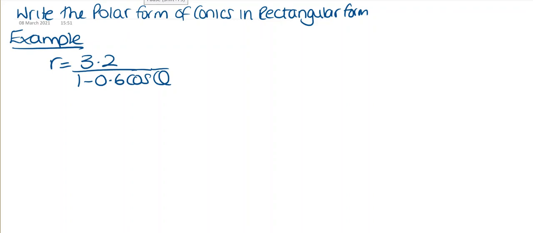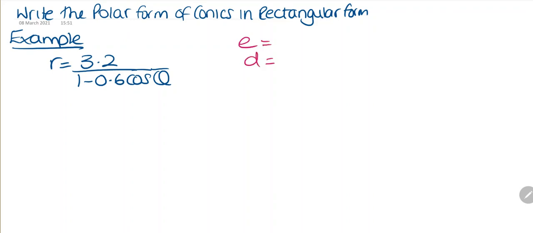So write the polar form of conics in rectangular form. We have an example: 3.2 divided by 1 minus 0.6 cosine of theta. The first thing we're going to do is look for the eccentricity and the directrix.